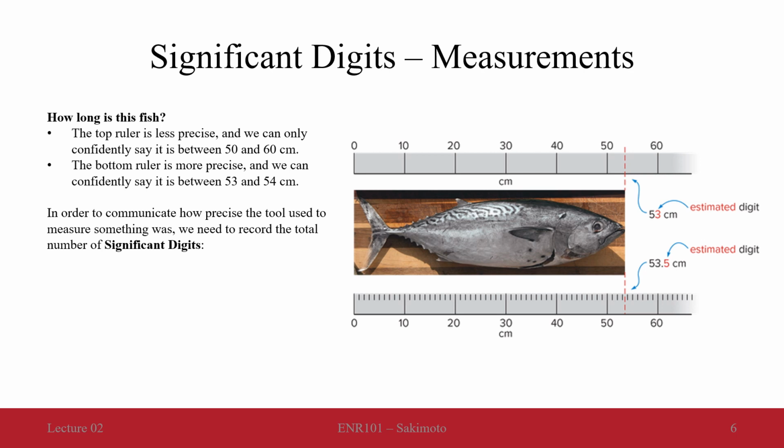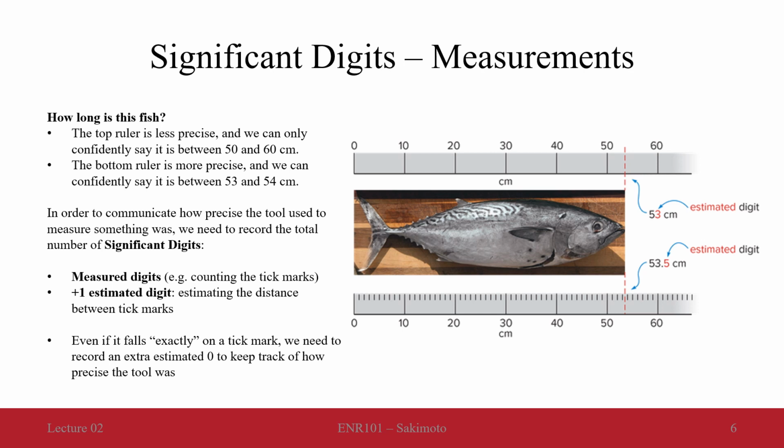We need to record the data in a way that communicates how many tick marks this ruler had. Our standard convention that we use within science and engineering is that when we use a tool like a ruler, we record the measured digits. So we count the number of tick marks, and then we add one more estimated digit, which estimates the distance between those tick marks. So for example, using the ruler up top, we see that the fish falls between 50 and 60 centimeters. And we're going to estimate that's about 3/10 of the way between 50 and 60. So we'll record it as 53, including this one estimated digit, which is the 3.